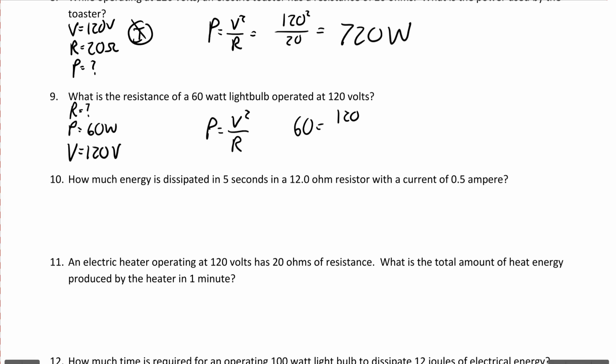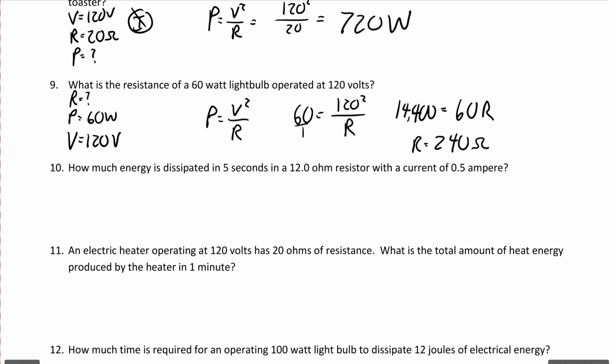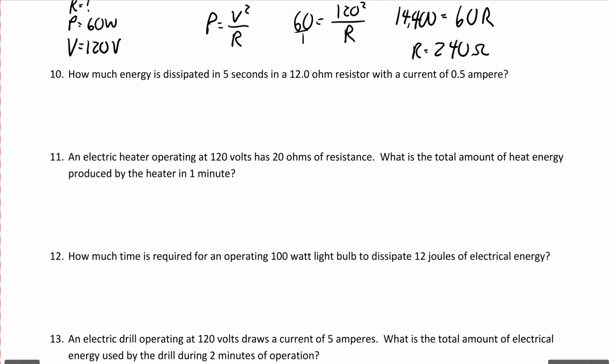Okay, so 120 squared, and we're solving for R. So I would cross multiply, and what's 120 squared? 14,400. We're cross multiplying, right? So that times 1, and then 60 times R. So you take that big number and you divide it by 60, and then that'll tell you your answer, which is 240. Oops, my hand moved the screen. 240 ohms of resistance.